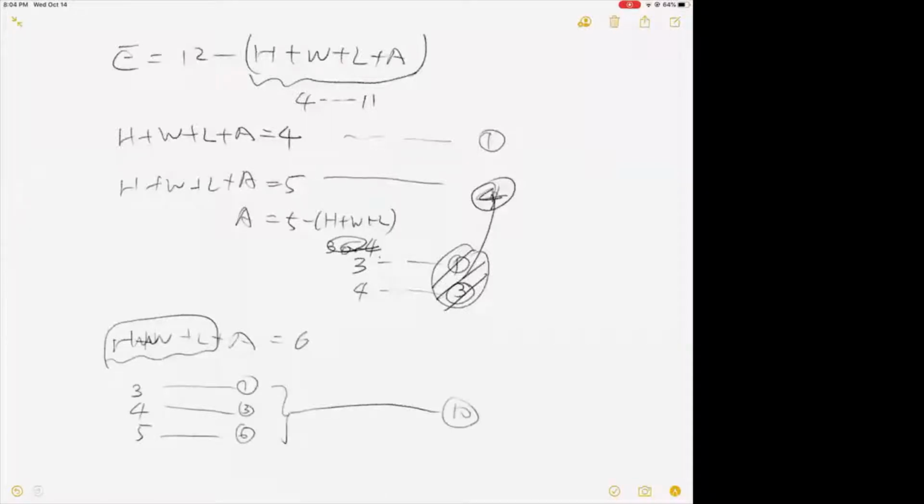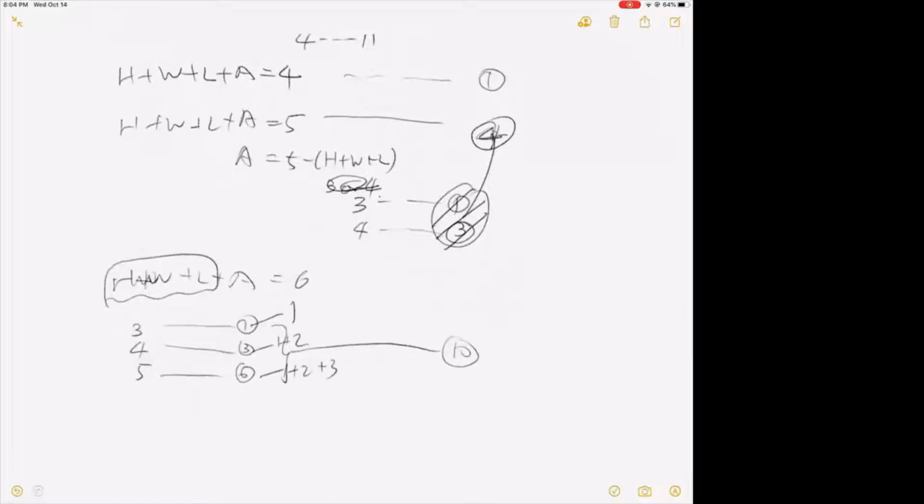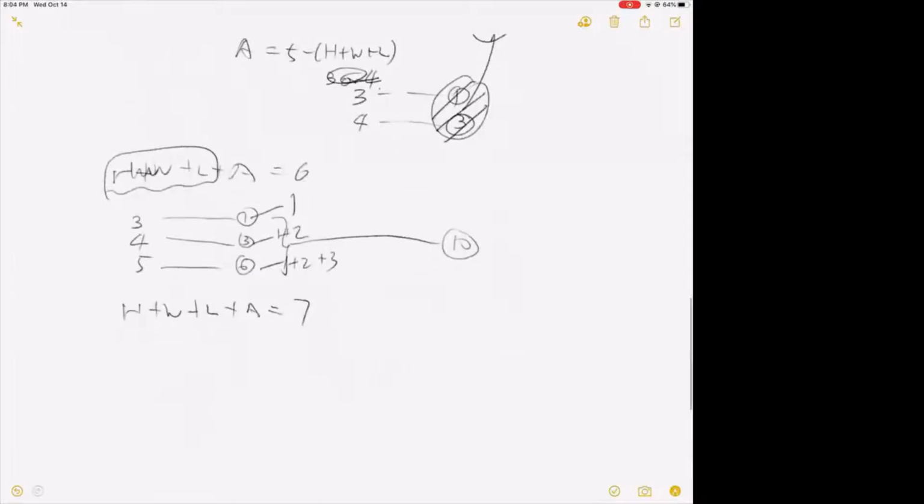Yeah, I found a pattern. Okay, what's the pattern? 3 is the sum of the first positive number. 4 is the sum of the first two positive numbers. 5 is the sum of the first three positive numbers. So this is 1, this is 1 plus 2, this is 1 plus 2 plus 3. And for 7, you have the sum of the first 4 sums: 1 plus 2 plus 3 plus 4. So there will be 3, 4, 5, 6. So add up to what? 20. Okay, you keep going.